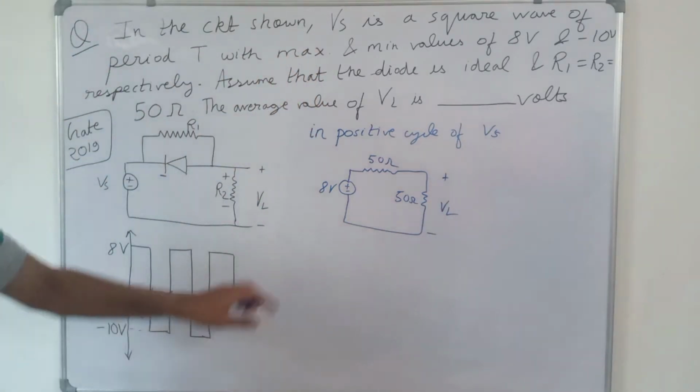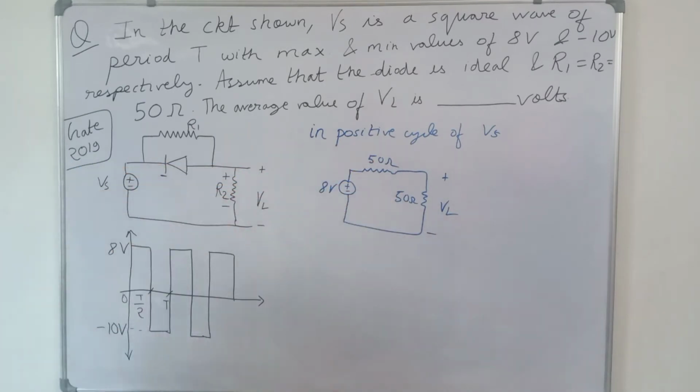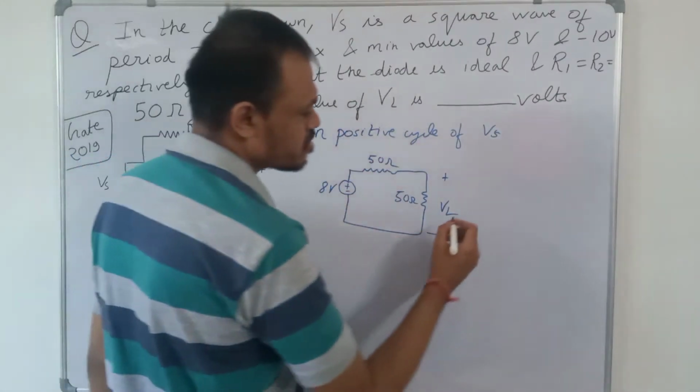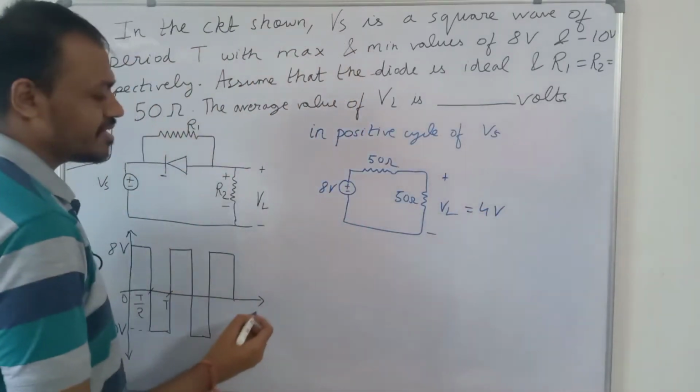So during the positive cycle this 8 volt voltage source will get divided equally between this 50 ohm and this 50 ohm. So VL is equal to 4 volt in the positive cycle.